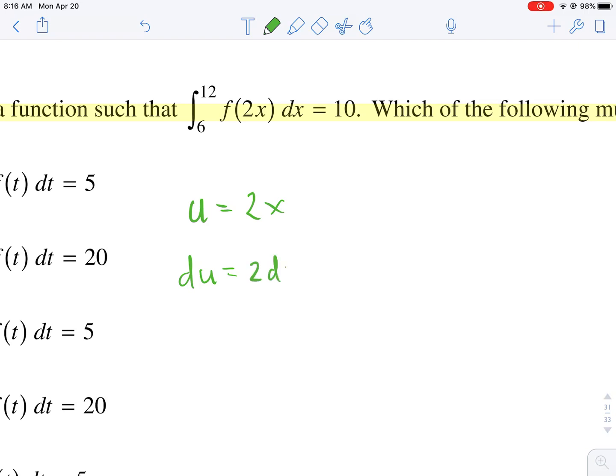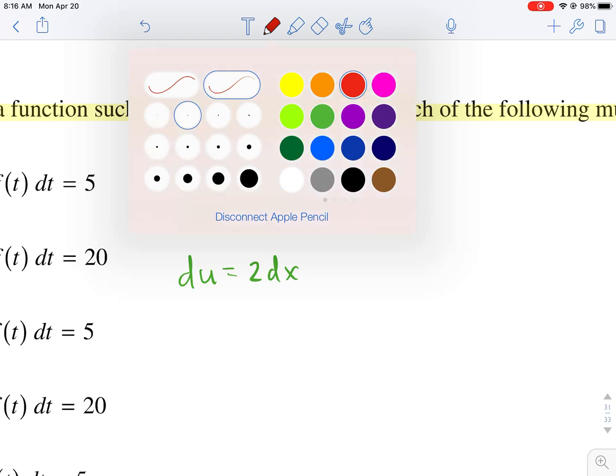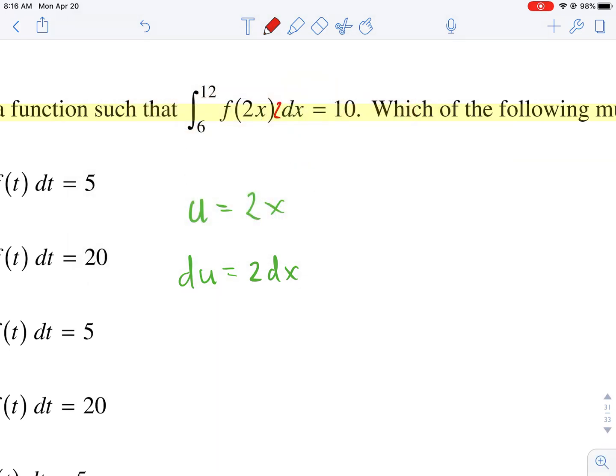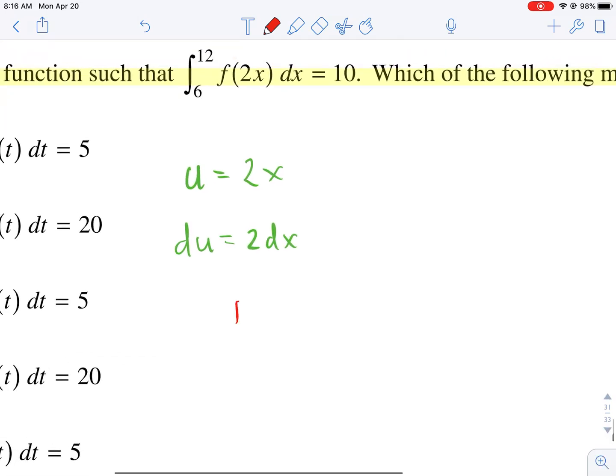Du then is 2dx, okay? But we don't have a 2 inside this integral up here. So we're going to throw a 2 out here, and therefore 1/2 in front, okay? So that becomes 1/2 the integral of f of u du.